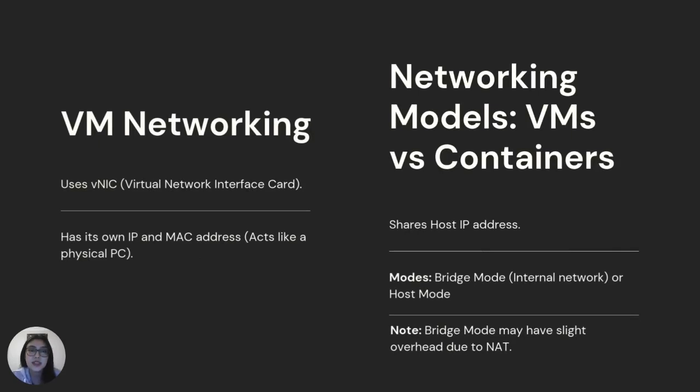Now, let's move on to networking. Because even if a system is fast, communication still needs to be reliable. In virtual machines, networking is quite straightforward. Each VM behaves like a completely separate machine. It gets its own IP address and MAC address, so it interacts with the network just like a physical computer would. This makes VM networking highly compatible with traditional architectures.